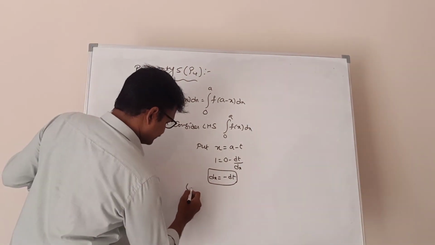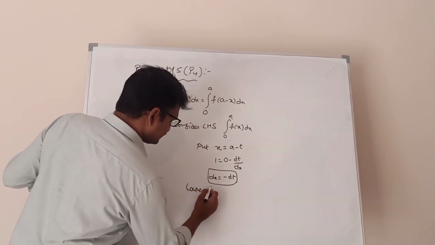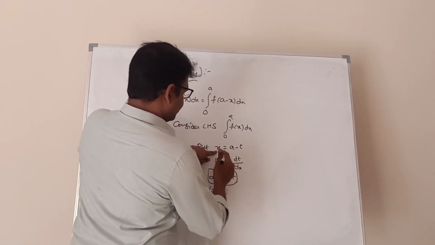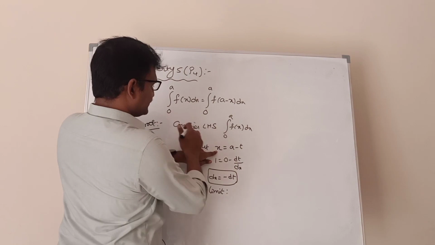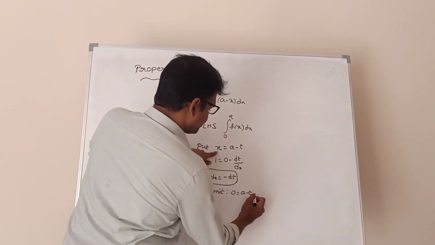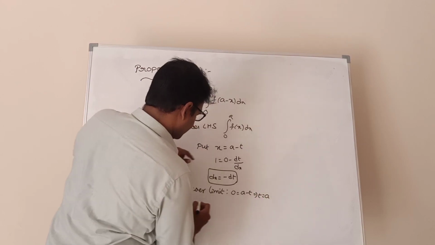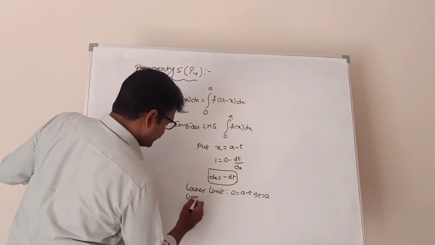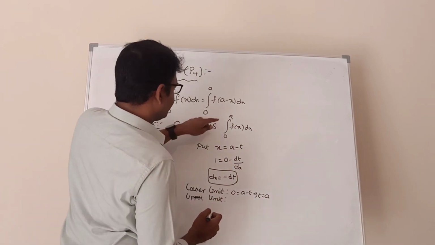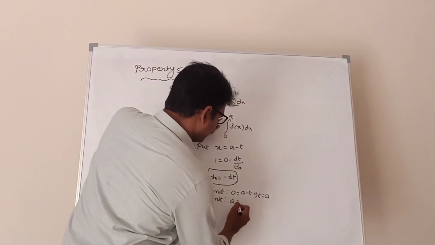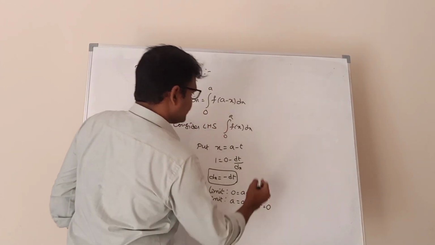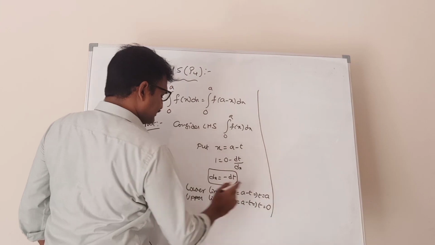Next, lower limit value. X value is how much in the lower limit? 0. 0 is equal to a minus t, that means t is equal to a. Next, upper limit. What is the upper limit value? A. A is equal to a minus t, that means t is equal to 0.